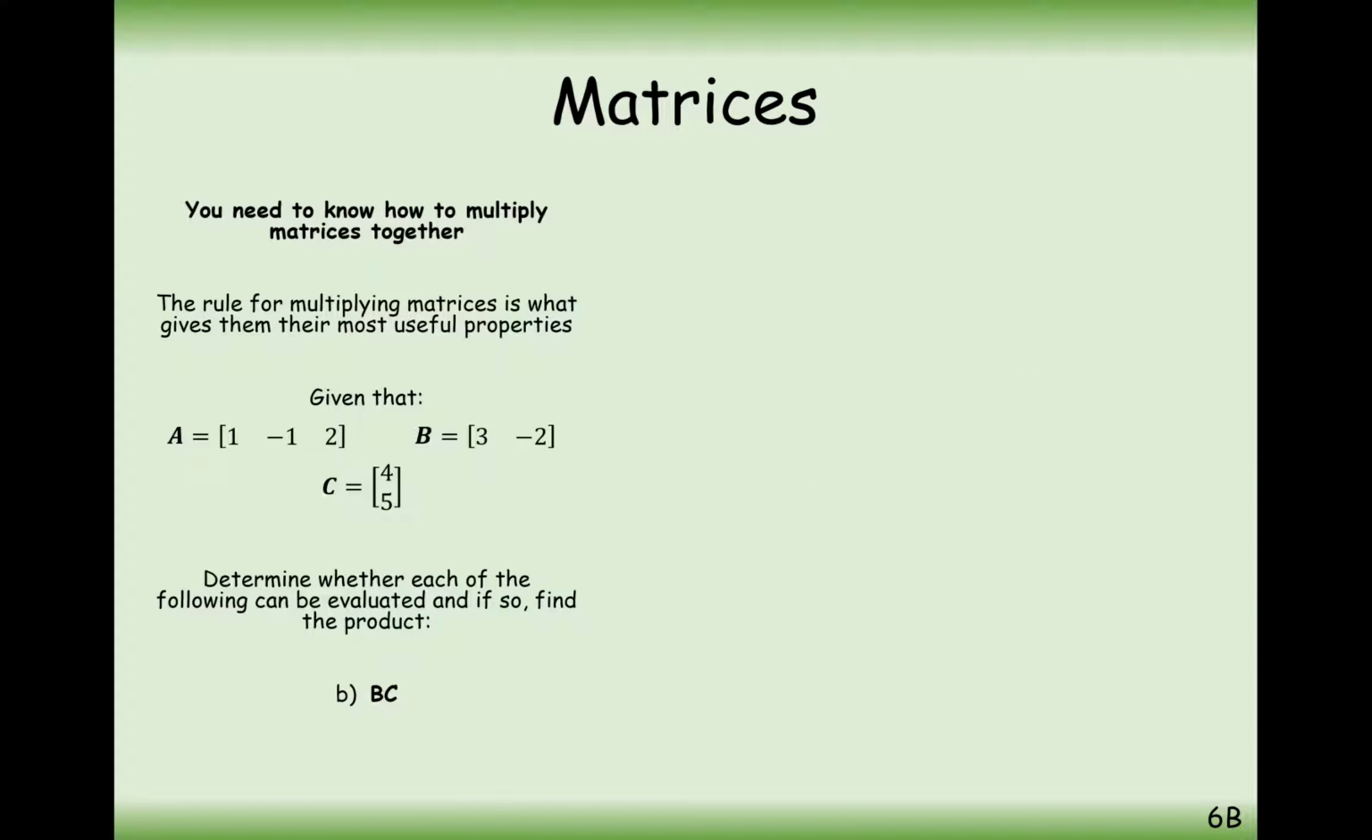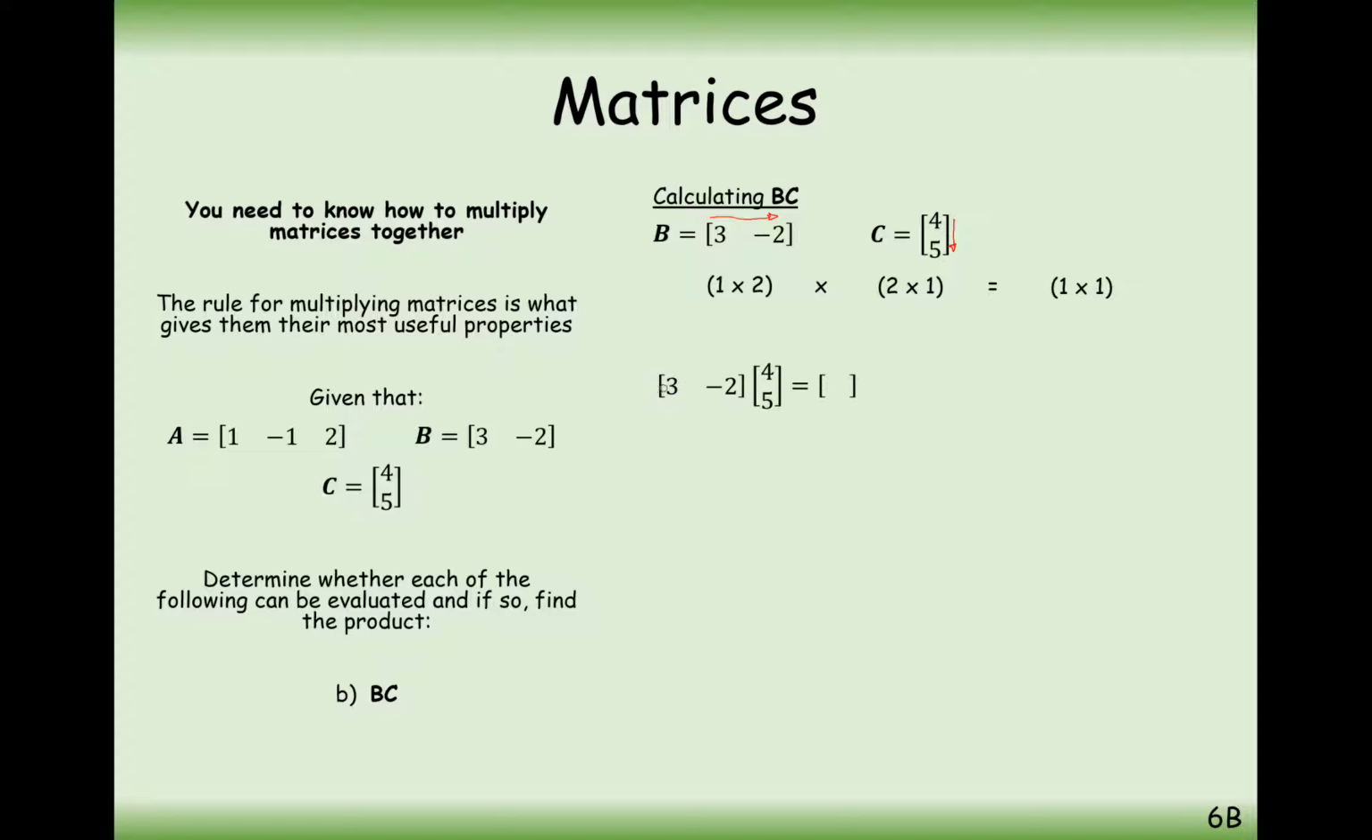Let's have a look at the second question then. The second question is B times C. Now we can see here we're going 2 along in this matrix, and we need to go 2 down. So that's how we can tell that we can multiply our matrices together. Our answer here is going to now be a 1 by 1 matrix, or effectively just a number.